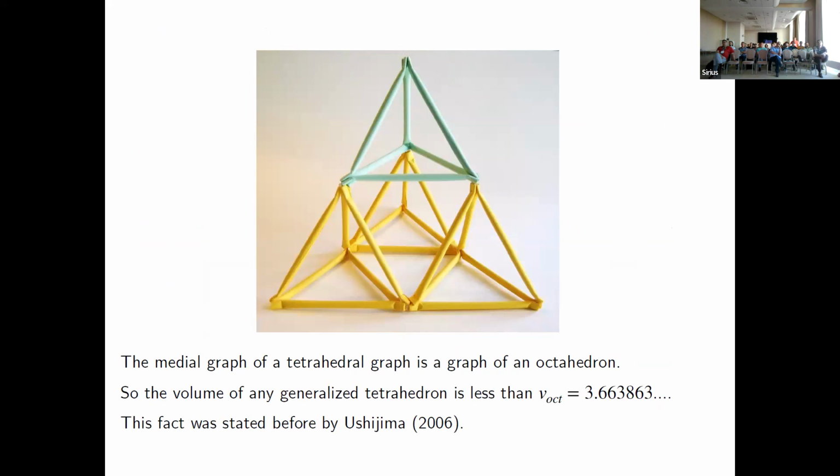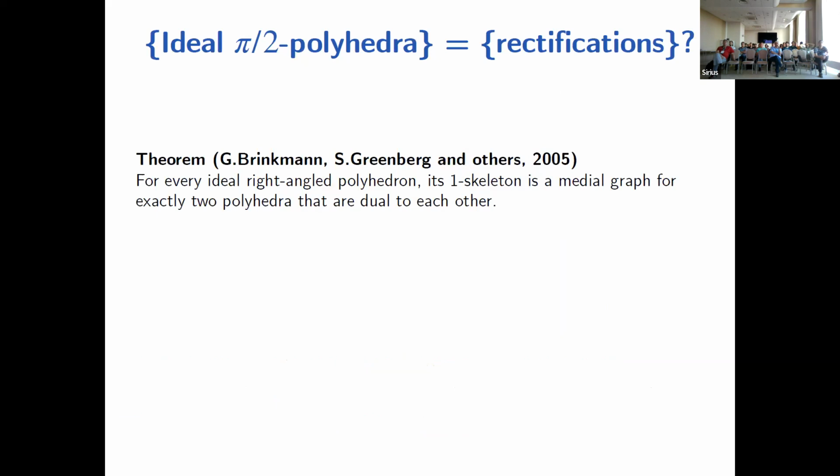We can notice that this medial graph is the graph of an octahedron. And from this, we can conclude that the volume of a generalized tetrahedron is always less than the volume of its rectification, which is the right-angled ideal octahedron. Numerically, this volume is equal to 3.663, etc. So in this case, the rectification was simple. It was just an octahedron. But in the general case, it can be not like that. And this theorem says that actually, for each ideal right-angled polyhedron, its one-skeleton is a medial graph for some other polyhedral graph. So each ideal right-angled polyhedron is a rectification for some graph.